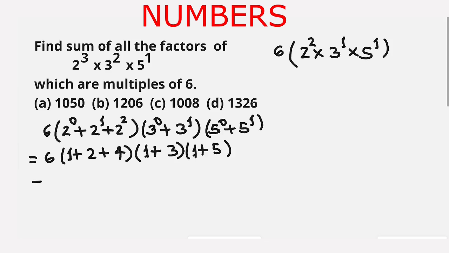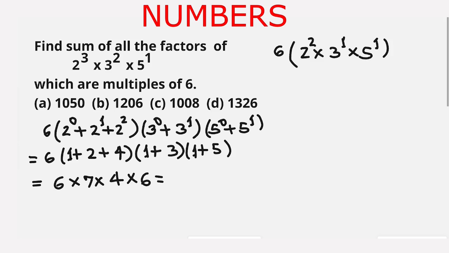This is equal to 6 multiplied by (1 plus 2 plus 4) which is 7, multiplied by (1 plus 3) which is 4, multiplied by (1 plus 5) which is 6. So 6 multiplied by 7 multiplied by 4 multiplied by 6. First we multiply 6 times 4 is 24. 24 times 6 is 144.